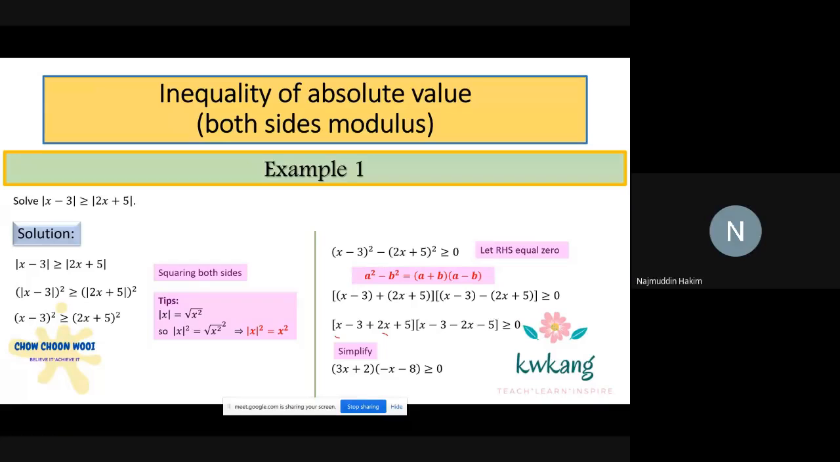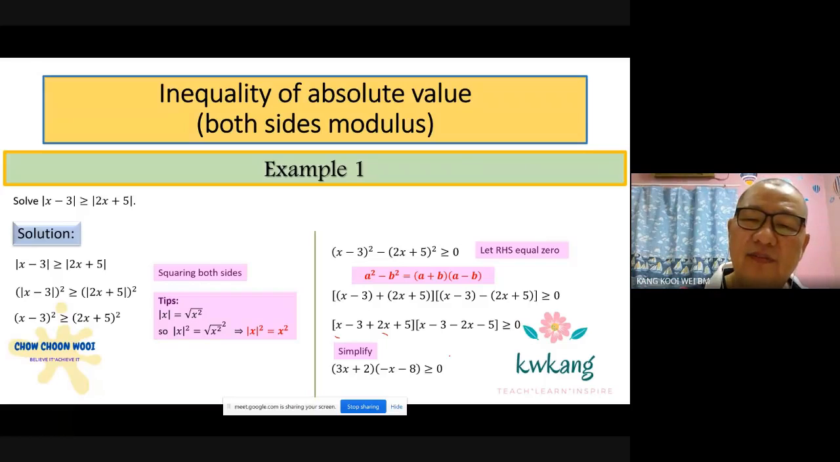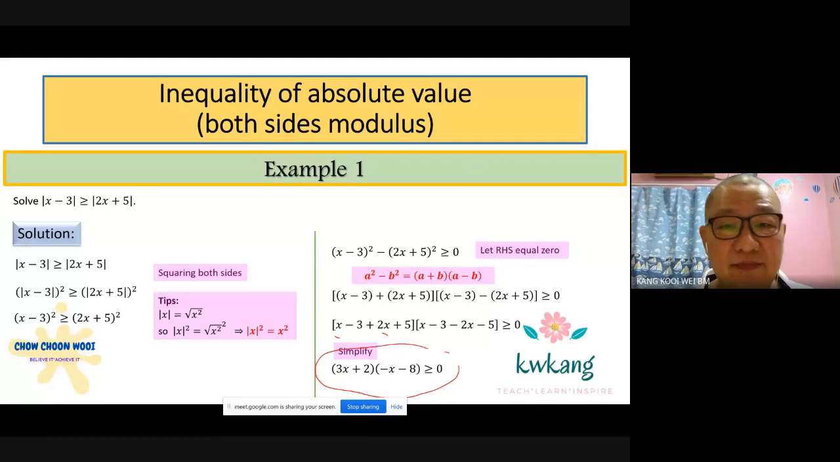Okay, baik. Selepas ini agak-agaknya kita nak buat macam mana? After we factorize everything here, apa yang kita nak buat? Ingat lagi tak kita dah belajar sebelum ini? So, for any non-linear inequality, first of all, the right hand side must be zero. Then the left hand side, we need to factorize it completely.